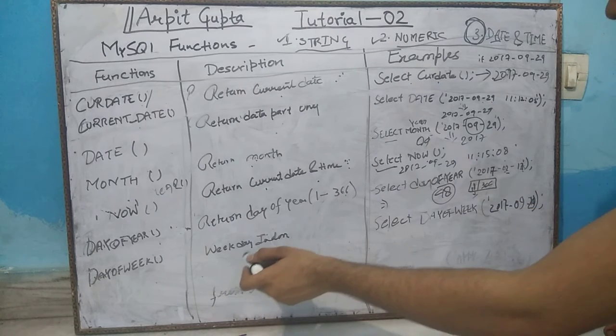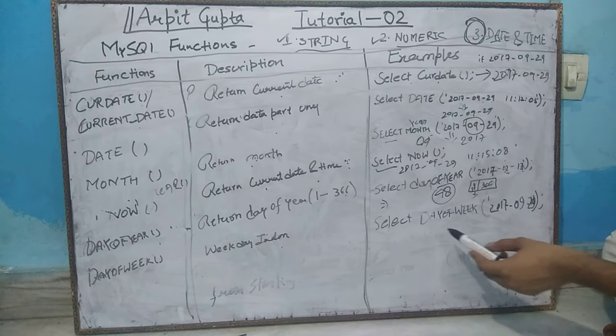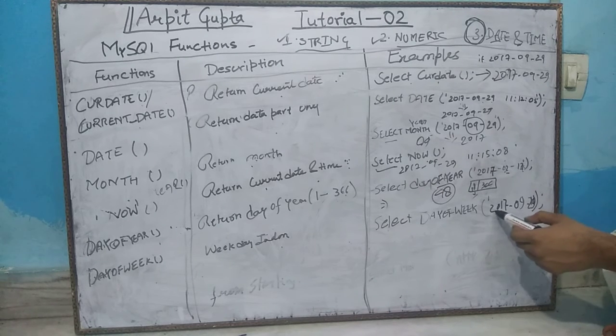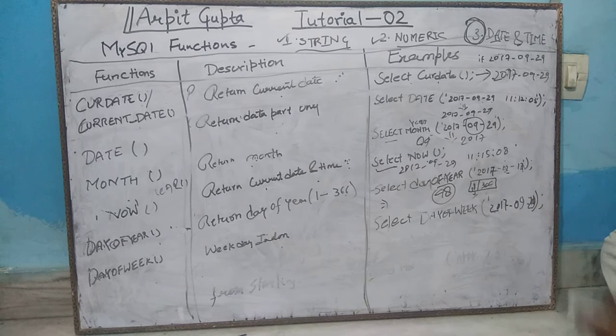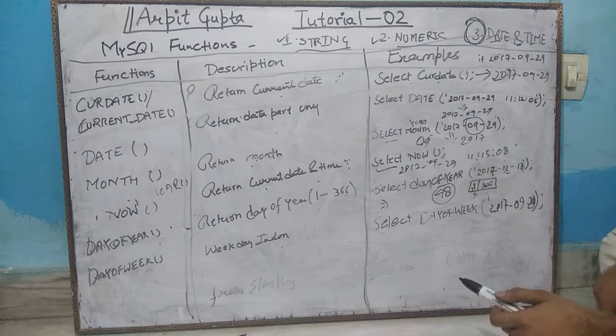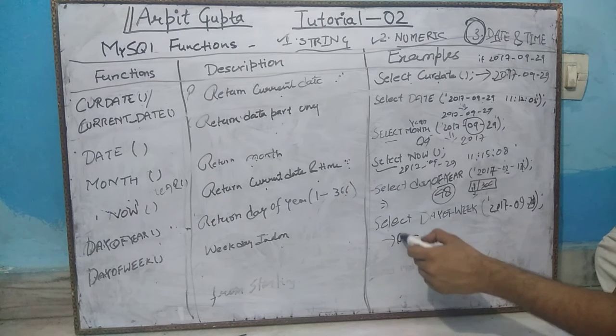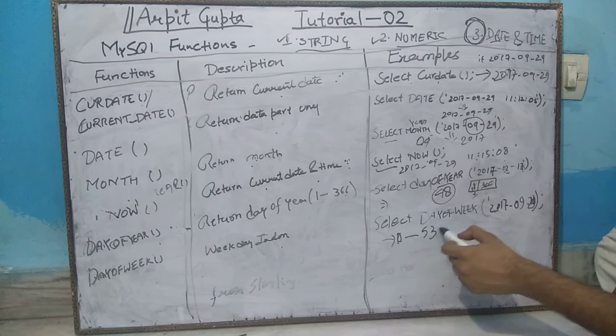Day of week returns the weekday index. For example, select day of week 2017 09 29. It returns the index of the week.